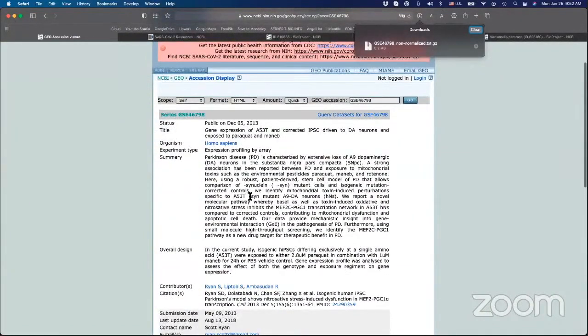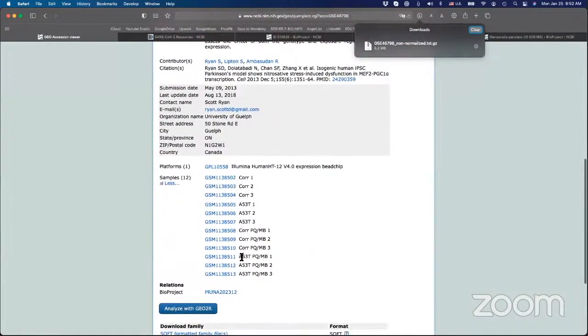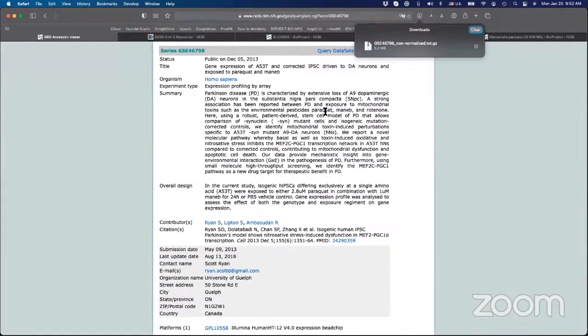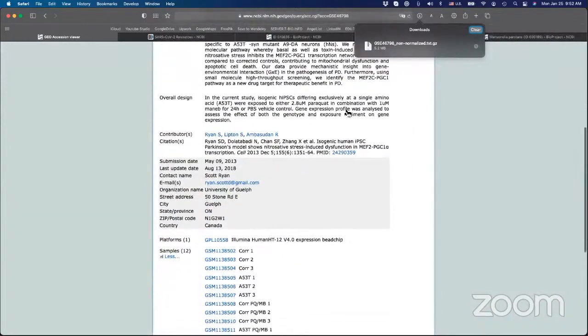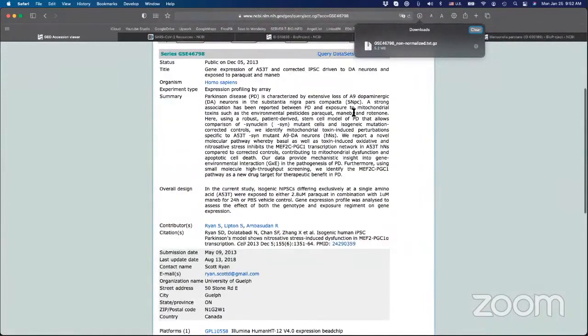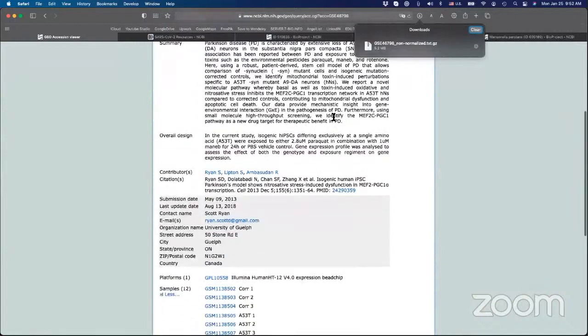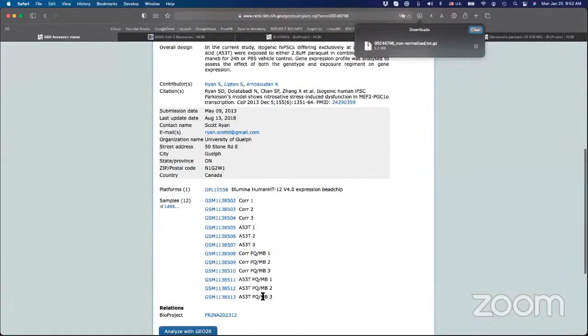This is A53T mutant. So A53T, this is the mutant. And here's another A53T, right? So what is PQ? I think that these were paraquat, maybe, MB, paraquat, and maneb, and rotenone. So maybe these are the pesticides. So maybe this is the mutant with pesticides. This is the control with pesticides. This is the mutant without pesticides. This is the control without the pesticides.